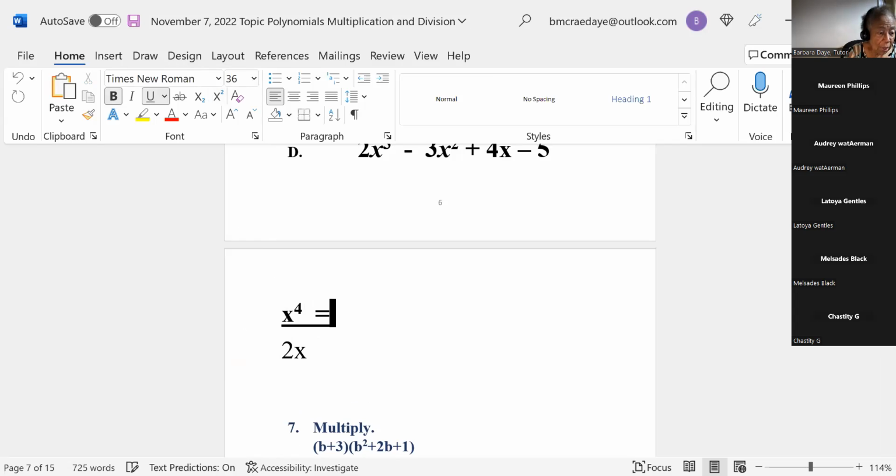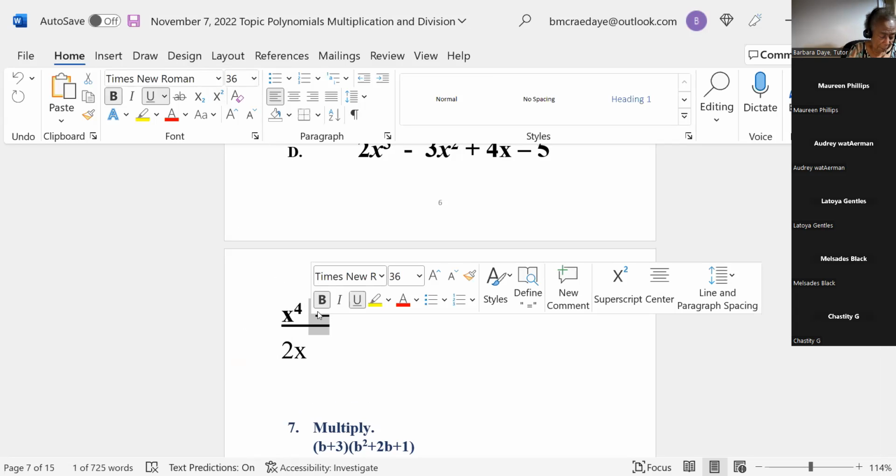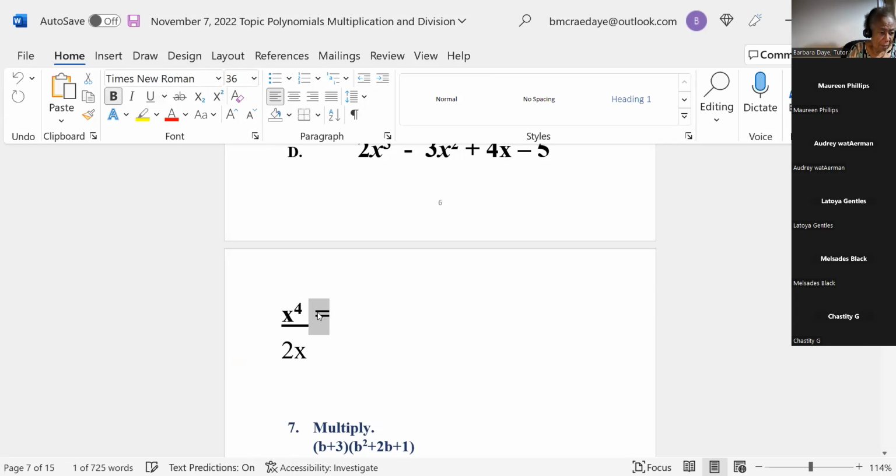Okay, it gave you 4 minus 3. We have x. This one right here. So what did you get when you divided it out? 4 minus 1, x to the 3rd.